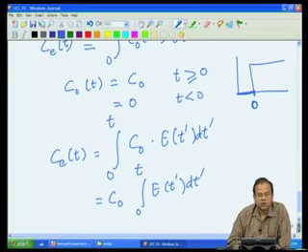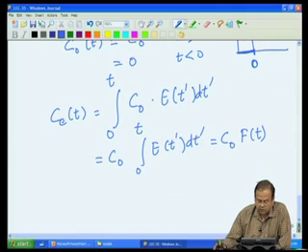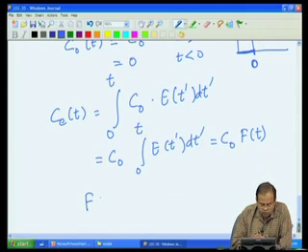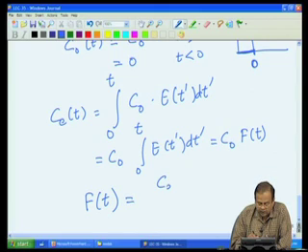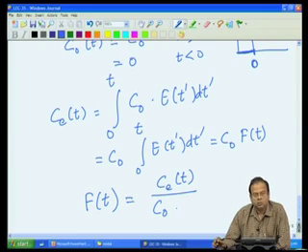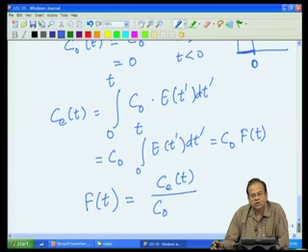So, what does the integral 0 to t of E(t') dt' give? This is nothing but F(t), or in other words, I will get my cumulative age distribution F(t) as C_e(t) divided by C_0. So, I do a simple experiment.